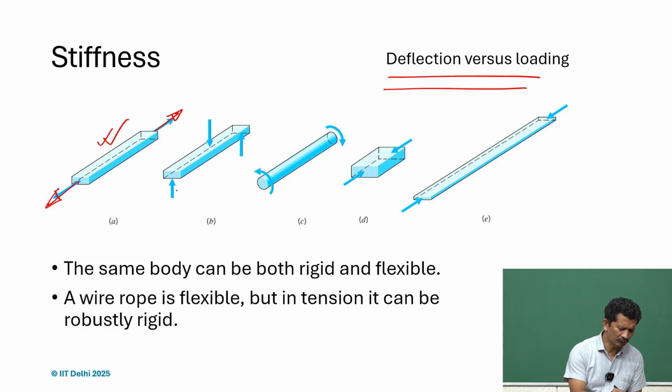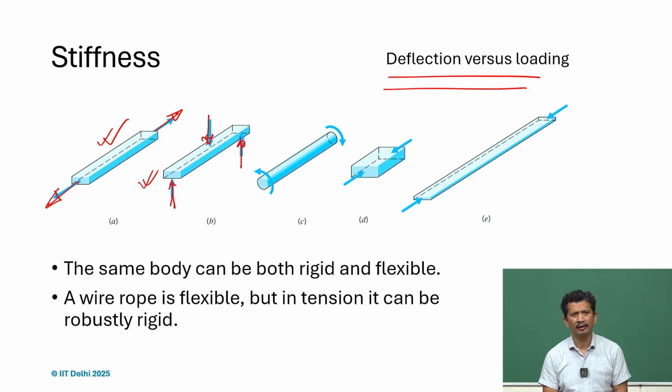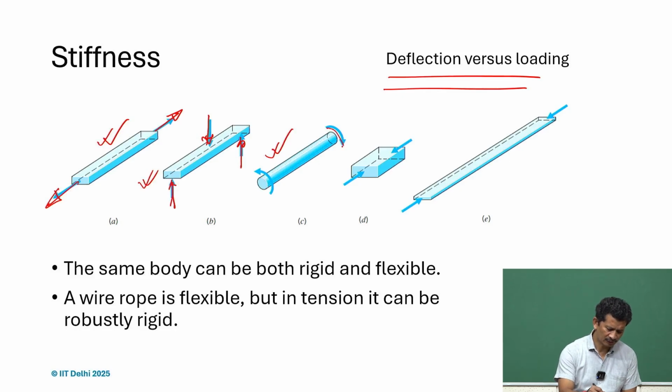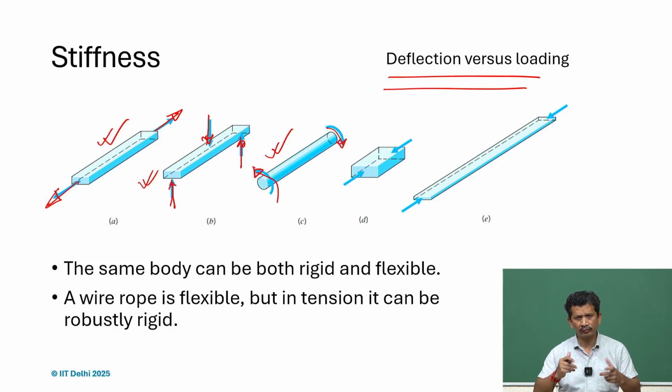The same member can also undergo bending load. So, it is supported here and there might be a load acting at the middle. It is a different kind of loading, what we generally refer to as bending load, so it will deform under bending. If we take a bar and there is a twisting action, so there is a torsional load here trying to twist, it will also undergo deflection. So, there will be a twist, and accordingly we will define torsional stiffness.